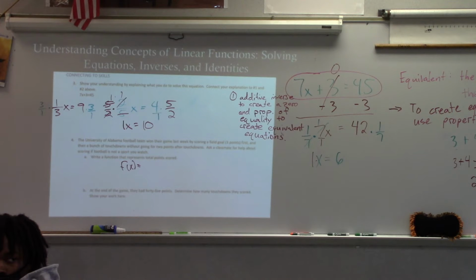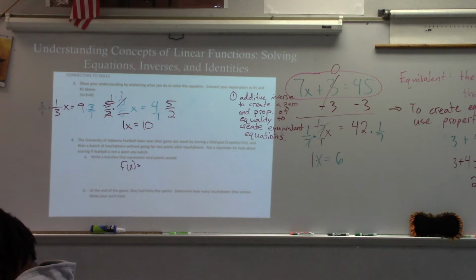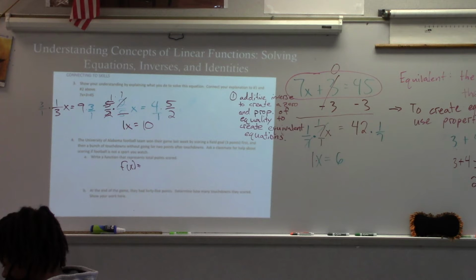So how could you represent the idea that you're repeatedly adding 7 points for an unknown number of times? And don't forget, you have a field goal as well. Talk about it. 7 times what? Each touchdown is 7. And then you get a field goal. They already had 3 points. So 7 times a bunch of touchdowns, and then the field goal.